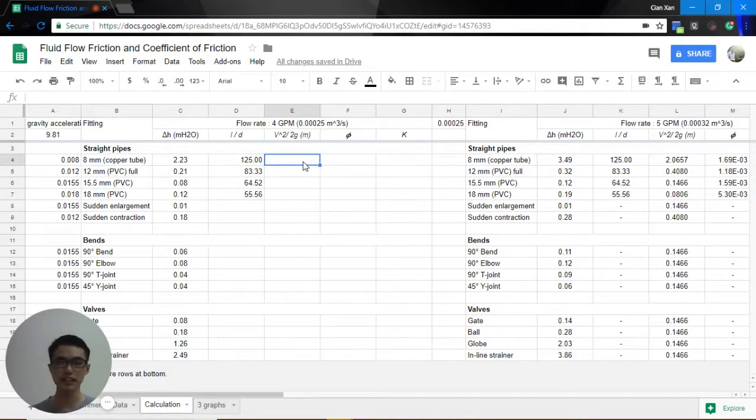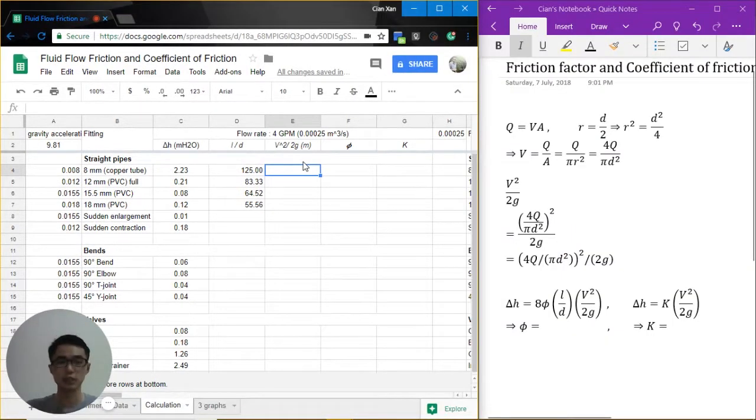The next thing to calculate is v squared over 2g. This formula is a little bit more complicated, and the velocity v is not given to you directly. However, you can figure it out by yourself by using these formulas. Q equals VA. Q is the flow rate, which is this value here, and A is the cross-sectional area of the pipe. Since you want to find V, you have to rearrange the equation to make it V equals Q over A. Q is given, but A is not given, but you know that A, the cross-section of a cylindrical pipe, is pi r squared.